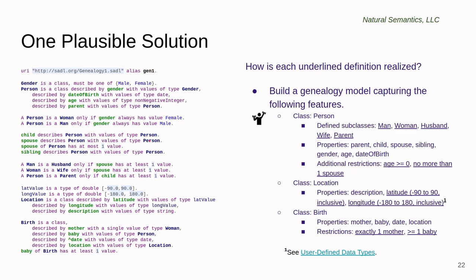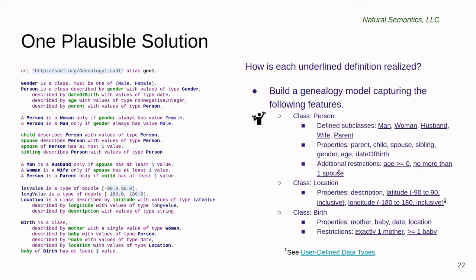Where did we achieve that? Maybe we didn't achieve that. Yes, we did. Here we go. We said that person is described by age with values of type non-negative integer. So a non-negative integer is greater than or equal to 0. So that range puts in the restriction on age.